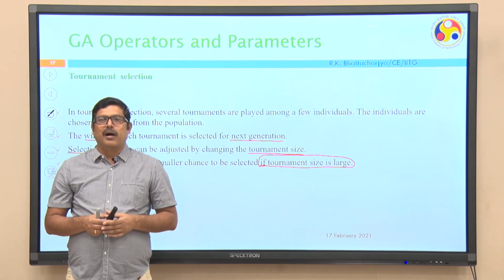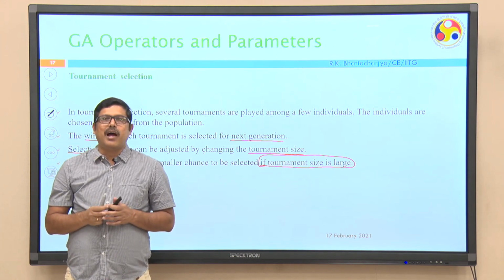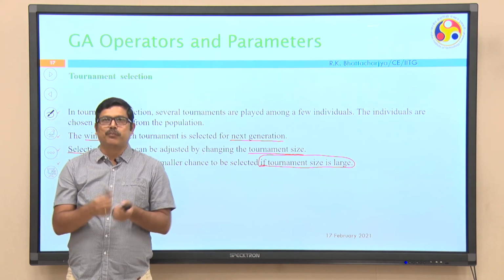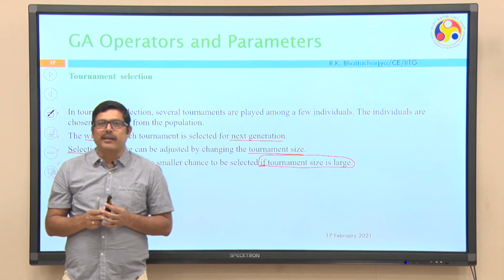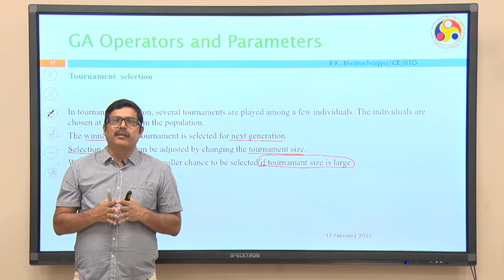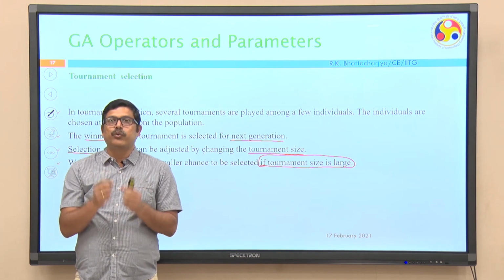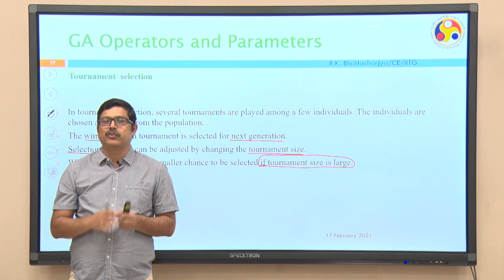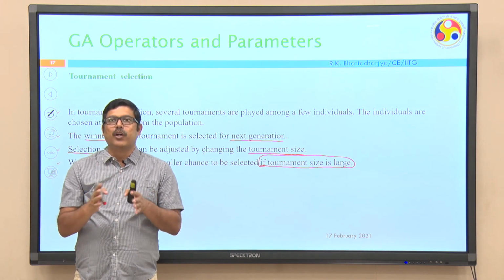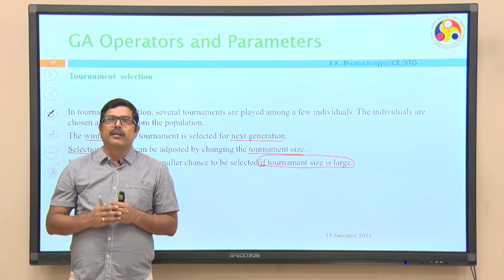Okay. Suppose then what we will do basically, I am picking a few individuals and asking them to play a tournament. Maybe it is a boxing tournament or something like that. So, this individual will play now. Okay. And at the end of the game, one will be the winner. And this winner will go to the next generation. So, this is a very simple concept to implement a selection operator. The winner one will go to the next generation.